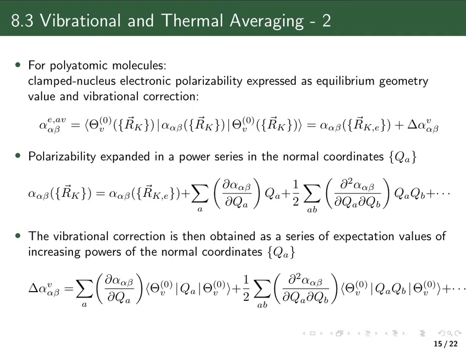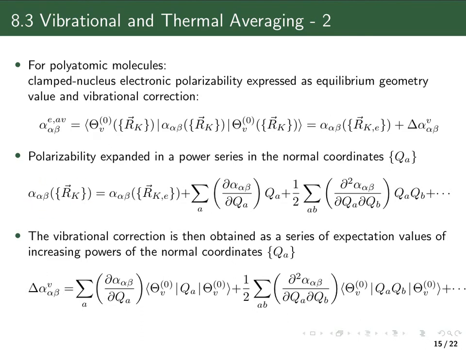One then expands the polarizability at an arbitrary geometry in a power series expansion in the normal coordinates of the vibration, where here we have the equilibrium geometry value, and then we have the derivative with respect to all the normal coordinates, all the normal modes, times the normal mode. And that's a linear term, and then we have also a quadratic term where we have the second derivative of the polarizability times two normal coordinates. And in principle, one could continue, but in most applications, one actually stops here.